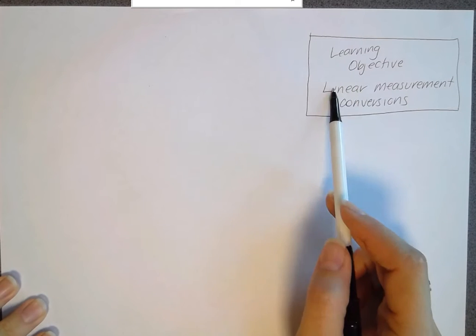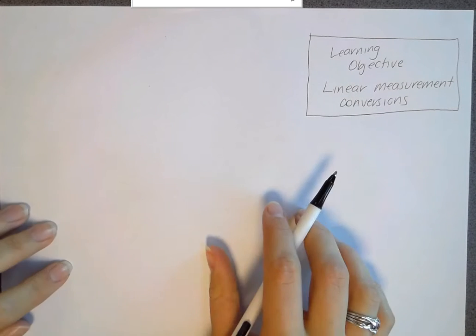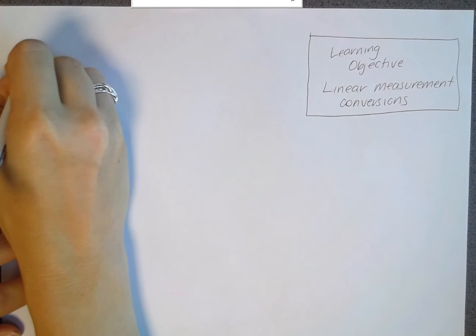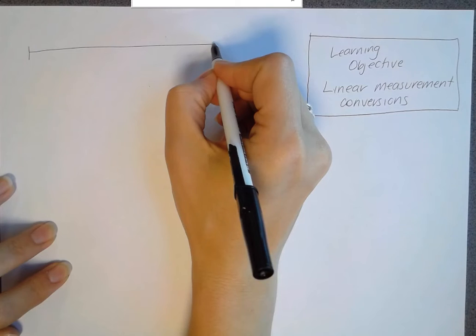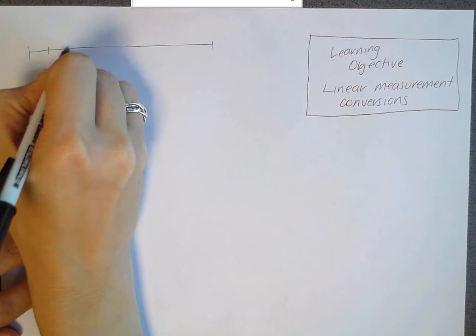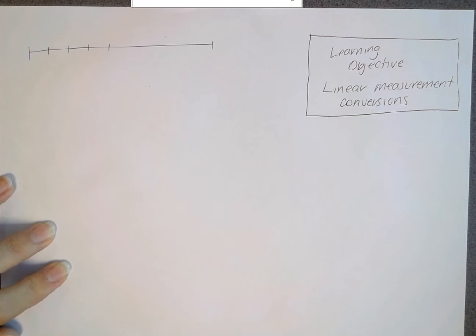Right, our learning objective today is linear measurement conversions. And when we're talking about linear measurements, it's if I had a ruler and I drew a straight line. Ooh, my camera has frozen. There you go, there's my straight line. And I broke it down into centimetres. Obviously, I'd do this more accurately.